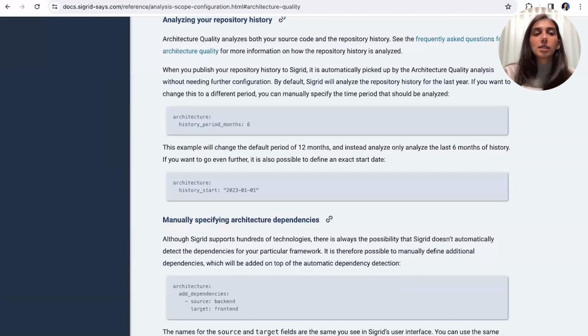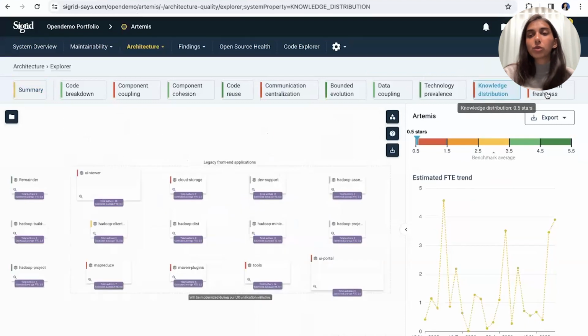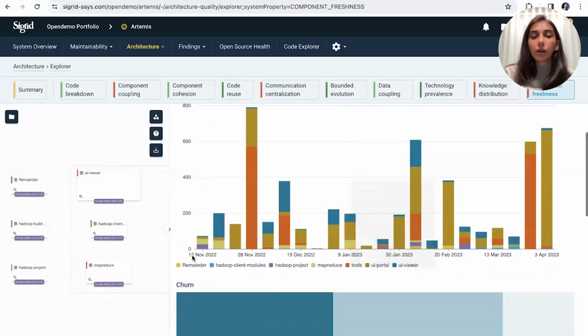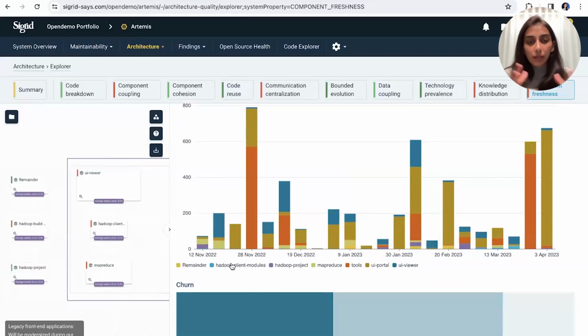And then what it will do is, in the platform for knowledge distribution and also for component freshness, you will see that right now it goes back to a year. It will then be as per your customization. So if it is 6 months, then it is only going to analyze your code base for the past 6 months in terms of commit history.